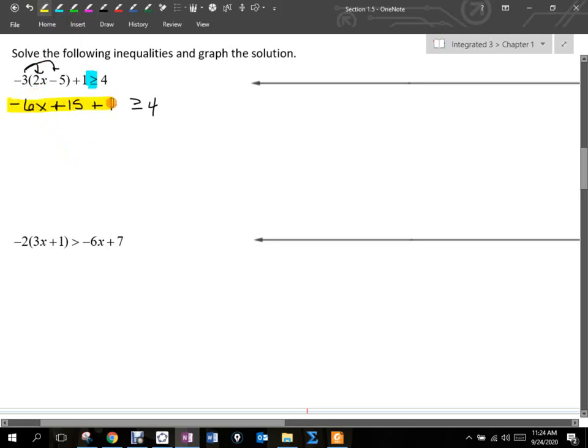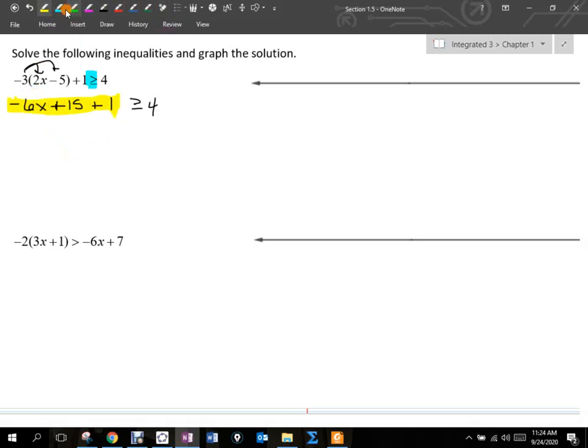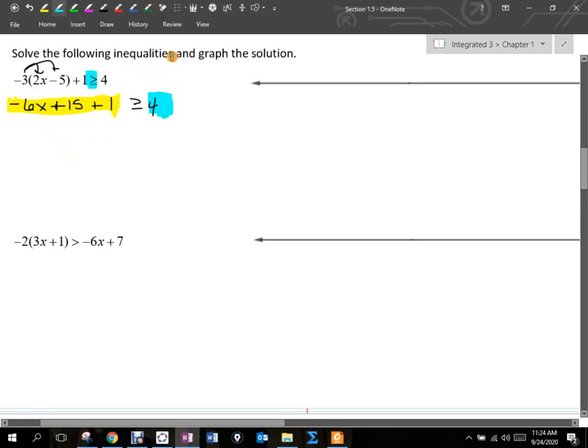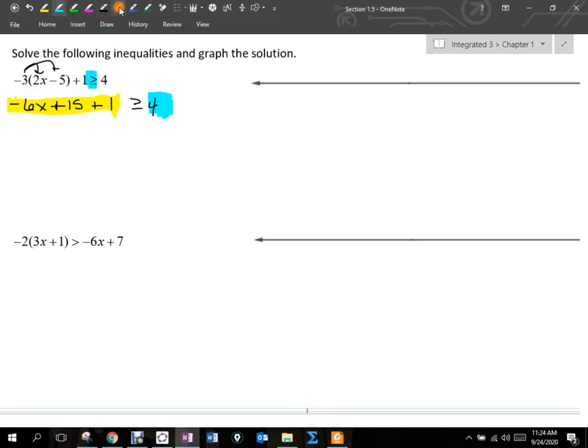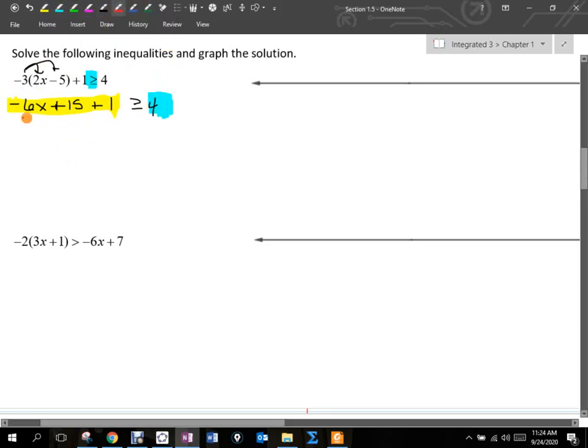Good. So you're going to look at one side, right? And the other side. So that right-hand side is kind of trivial. There's nothing over there to combine. But look on the yellow side, you're going to combine the like terms. So that's 15 and 1, right? So we get negative 6x plus 16 is greater than or equal to 4.